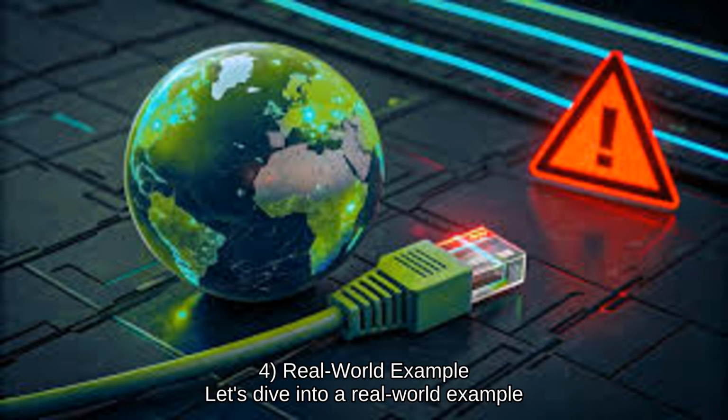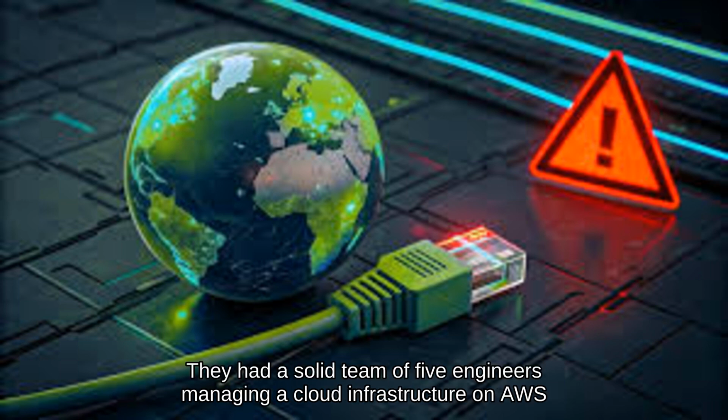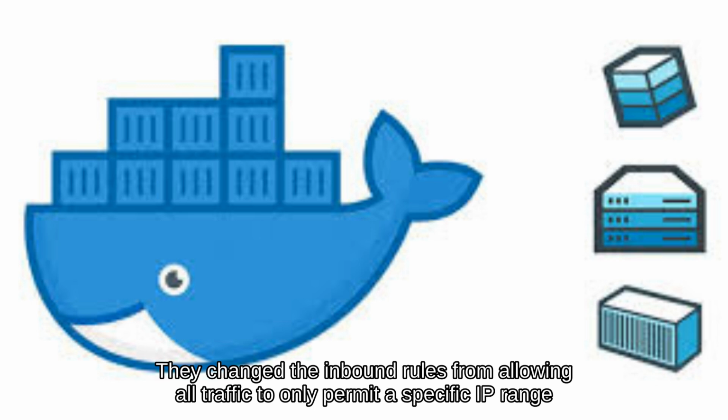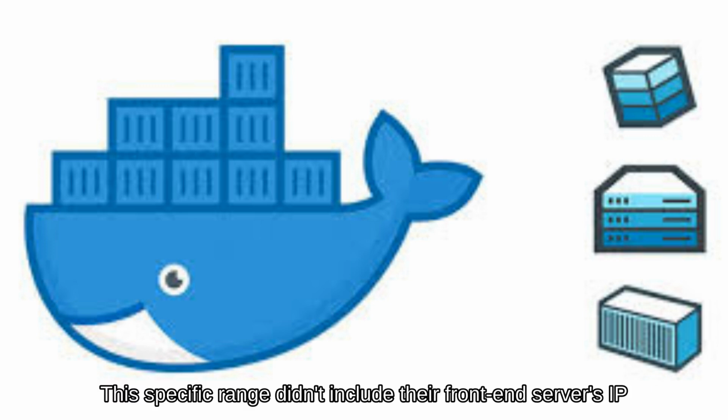Real-world example. Let's dive into a real-world example. A small startup, InnovateTech, launched an exciting new feature. They had a solid team of 5 engineers managing a cloud infrastructure on AWS. One of the engineers decided to update the security group settings to restrict access to a newly launched API endpoint. They changed the inbound rules from allowing all traffic to only permit a specific IP range. Sounds good, right? But they forgot one crucial detail. This specific range didn't include their front-end server's IP.